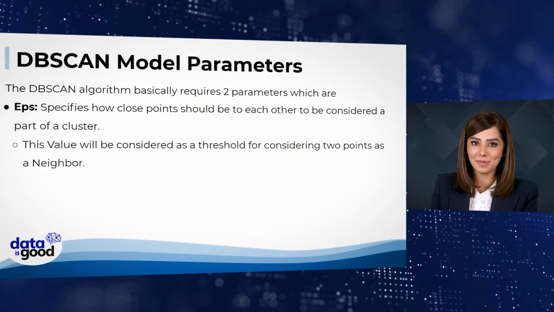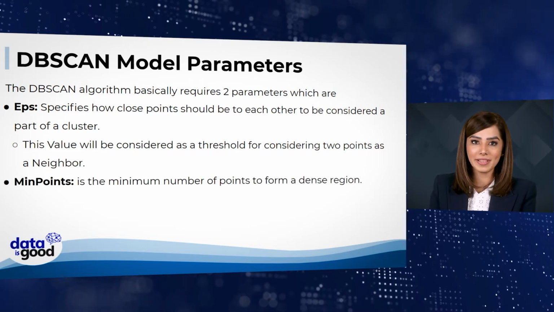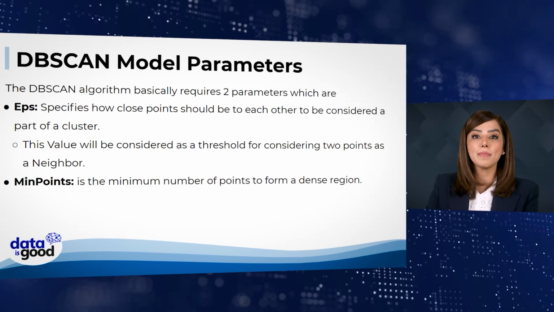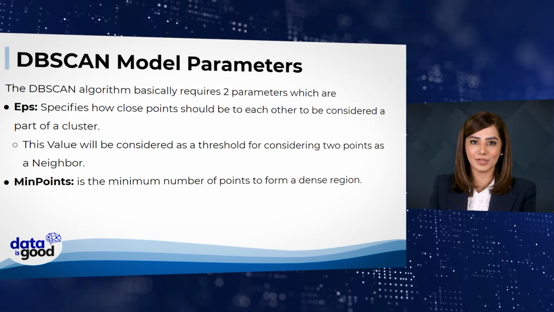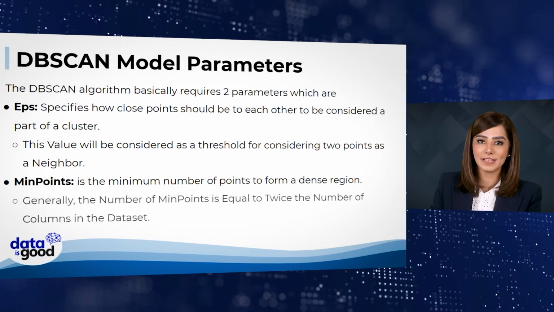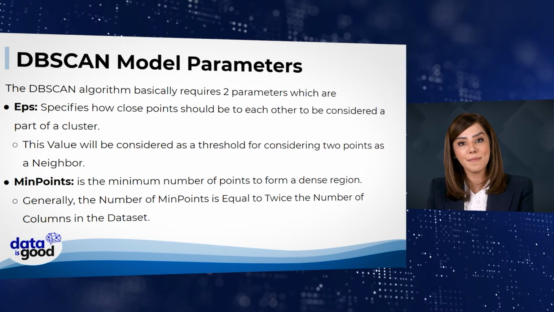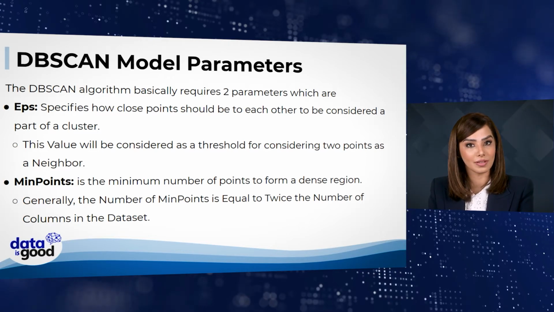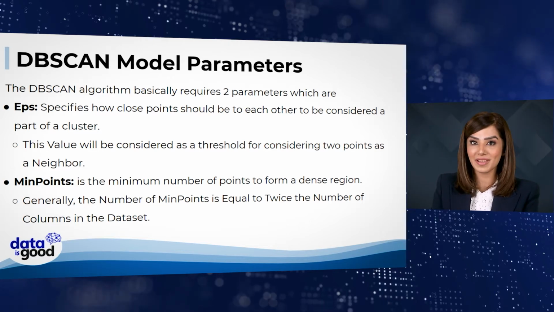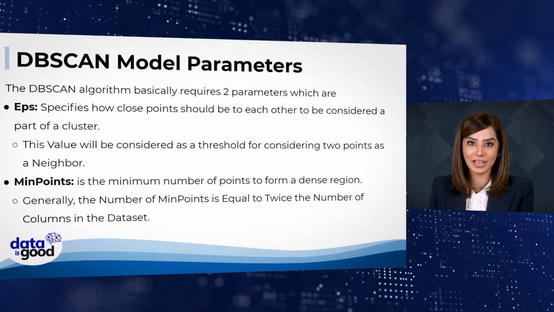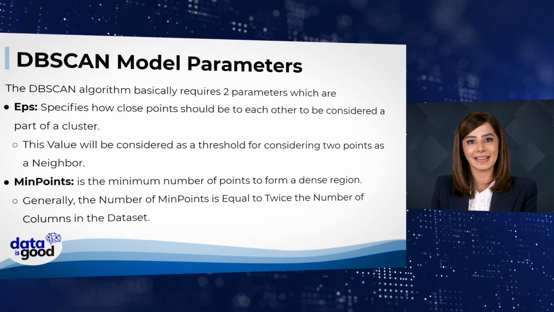Talking about the second parameter, that is min points. This parameter is used to specify the minimum number of points to form a dense region. For example, if we set the min points parameter as 5, then we need at least 5 points to form a dense region. This sounds so interesting, but before implementing this, let's understand the terminologies related to the DBSCAN clustering algorithm.